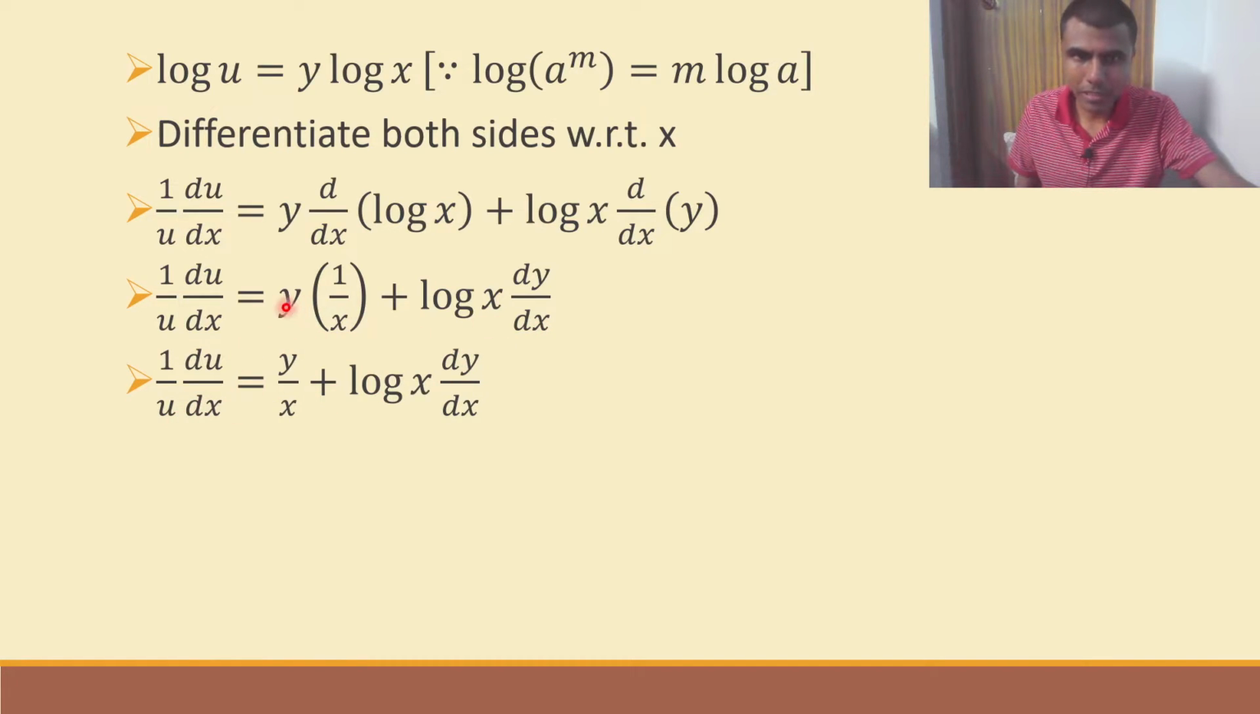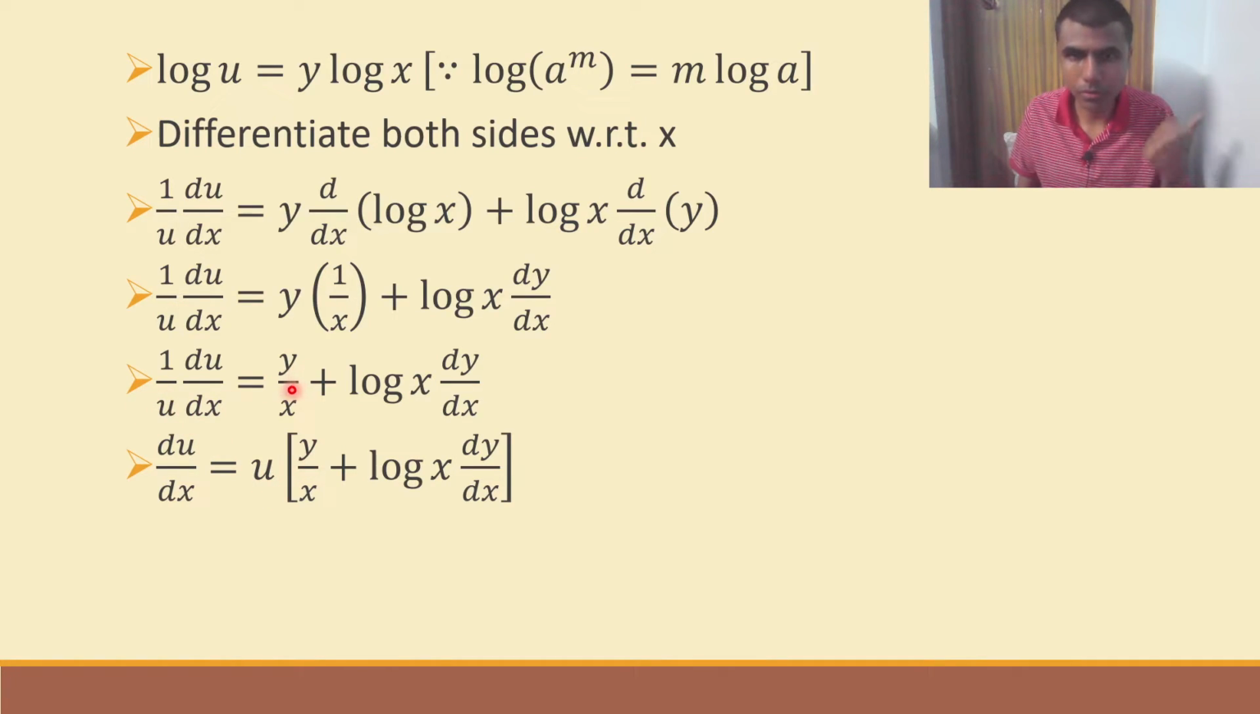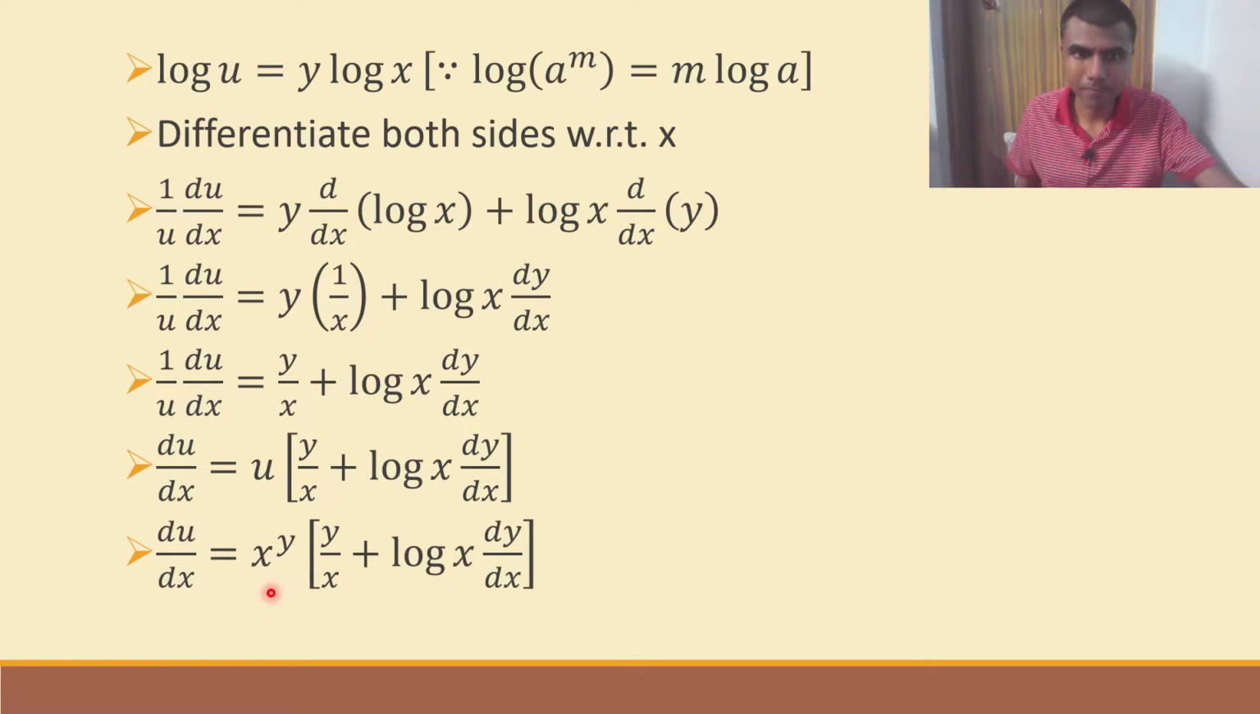Now basic simplification, y by x I got here. Next, send the u to the RHS. So I get u into y by x plus log x dy by dx. Fine. Now what is our u? Our u is nothing but x power y. You guys remember, right? In the first slide I showed, we took u as x power y. Let u is equal to x power y. So that's the same u here.